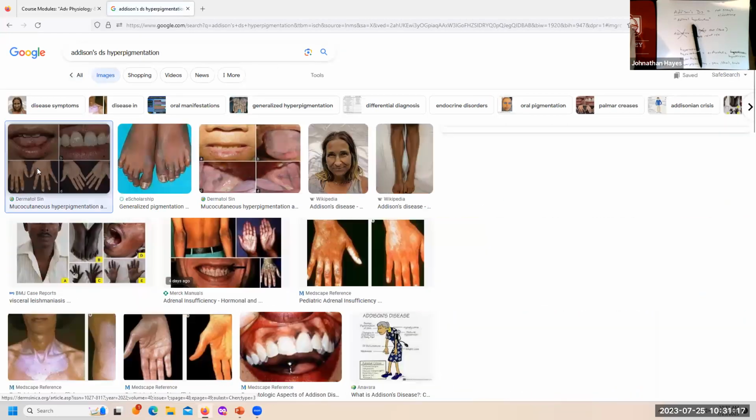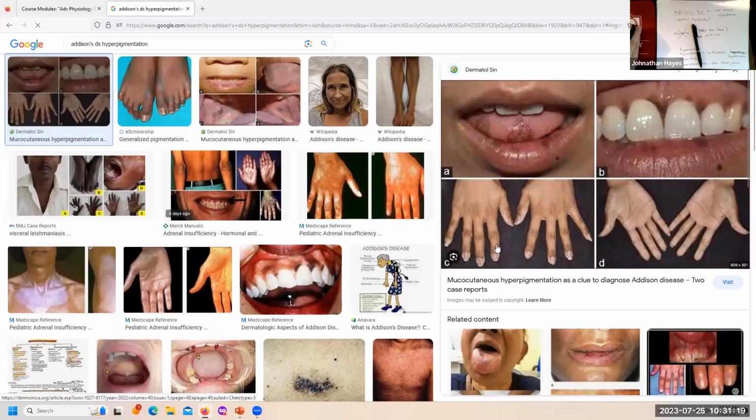So here you go. You can see it in some people's tongues, some people's lips. Here are the hands that have turned much darker. See all the little creases, where the knuckles are. Those are much darker. These usually get much darker.